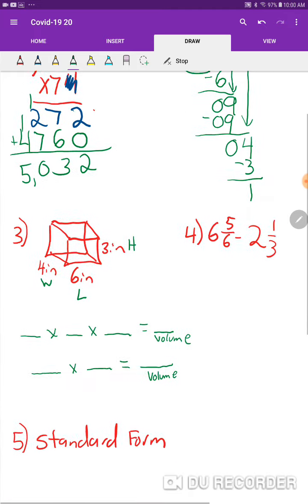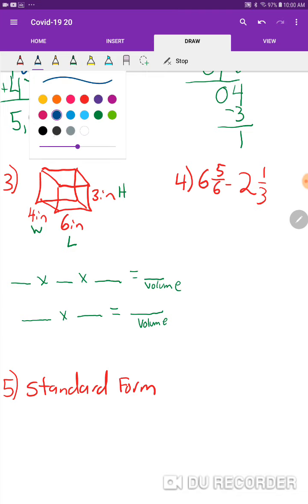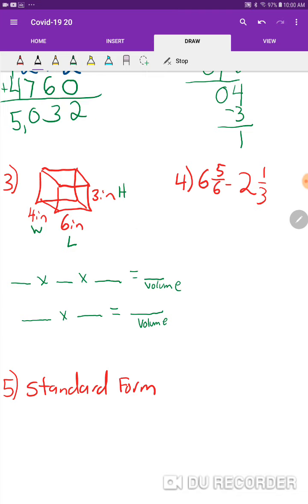Awesome. Okay, number 3. This is a 3D shape, so we're going to have volume. Volume, remember, has 2 formulas. Let me change colors again. I like to use different colors. Let's go with black. We have the formula length times width times height equals volume. Technically that can be in any order, because when you're doing multiplication, you can multiply things in any order. But let's just stick with that.